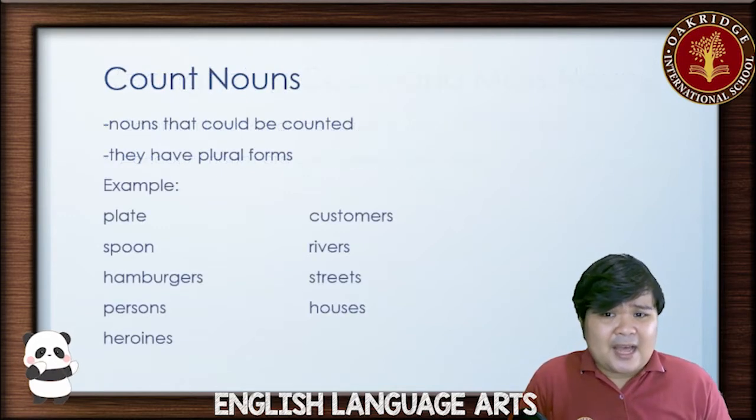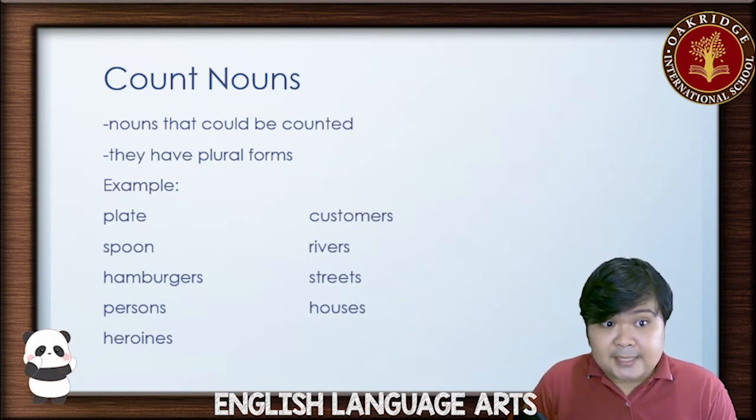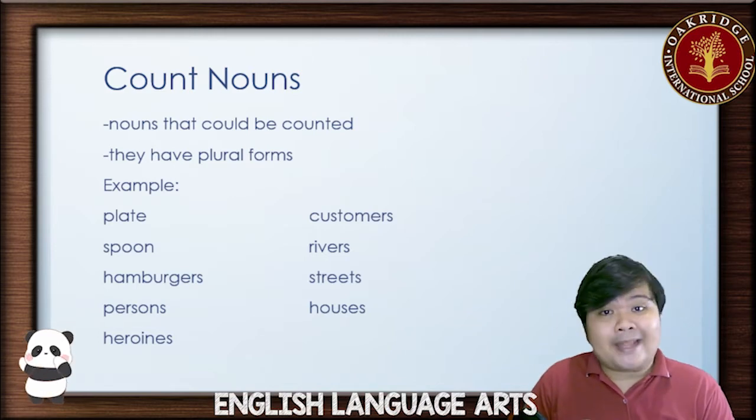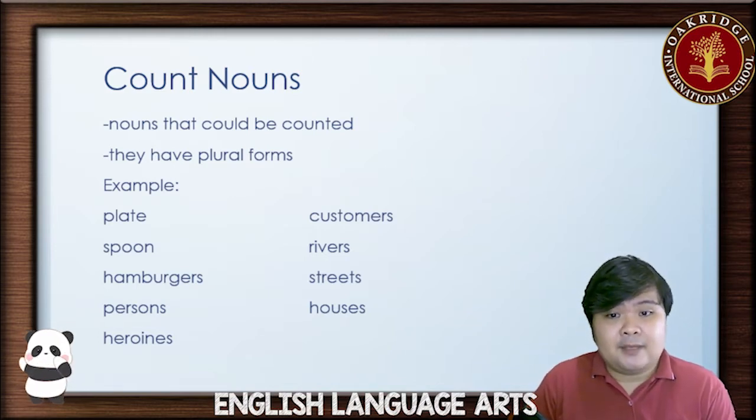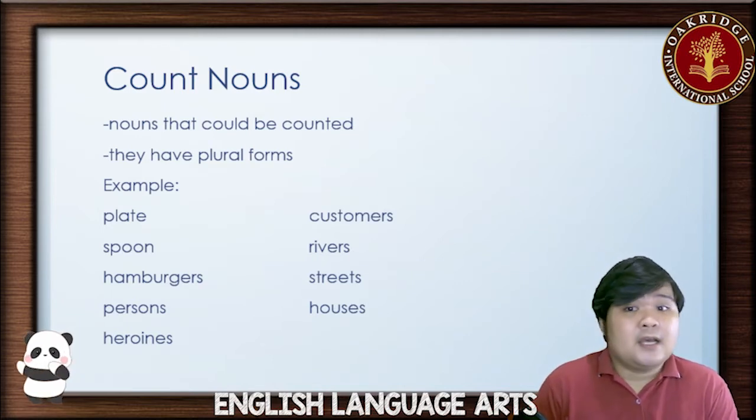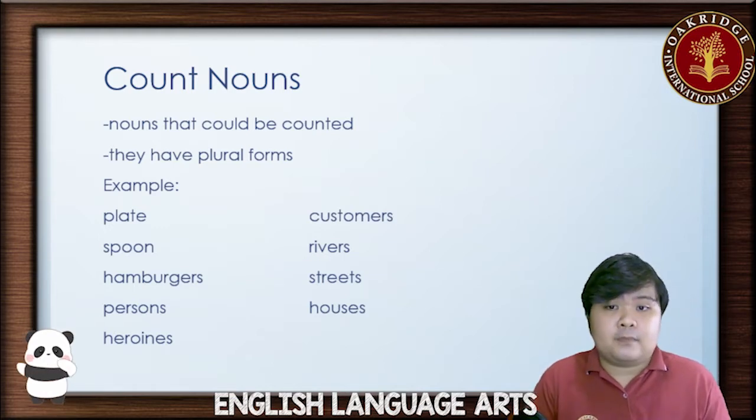Basically, kids, a count noun is a noun that can be counted. Yes, they can be counted. They have a plural form. Plate, spoon, hamburgers, persons, heroines, customers, rivers, streets, houses. These are all different count nouns. You can count them, right?